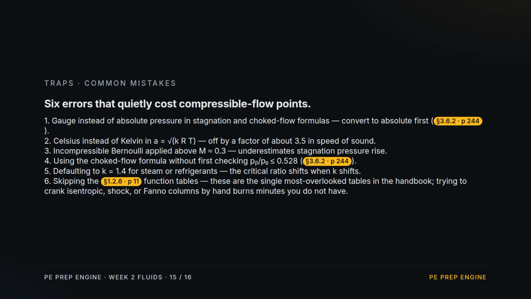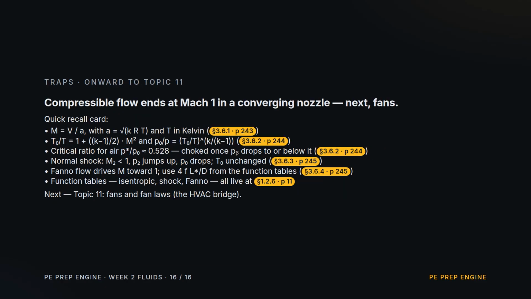6 traps. 1. Gauge instead of absolute pressure in any stagnation or choked formula. 2. Celsius instead of Kelvin in the speed of sound formula, off by about a factor of 3.5. 3. Incompressible Bernoulli above the Mach 0.3 cutoff. 4. The choked formula without first checking the back pressure ratio is at or below 0.528. 5. Defaulting k to 1.4 for steam or refrigerants. The critical ratio shifts. 6. Ignoring the function tables.